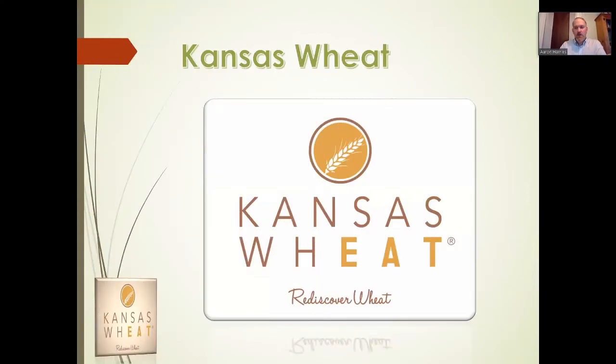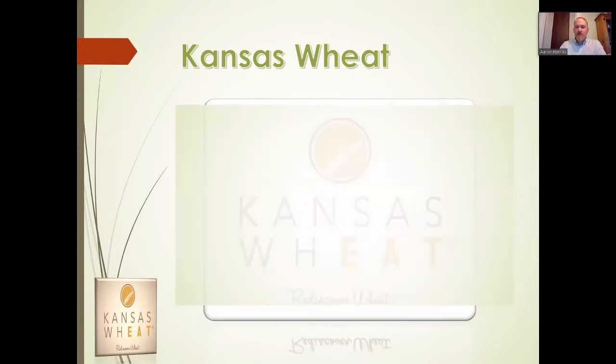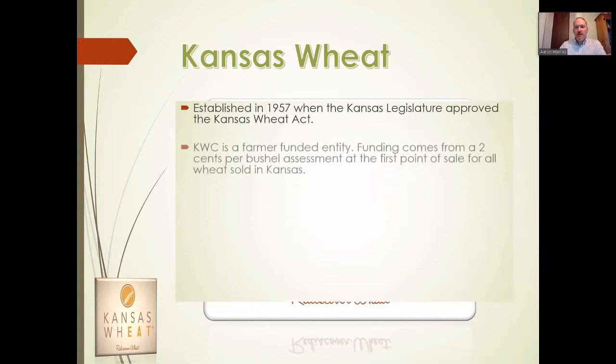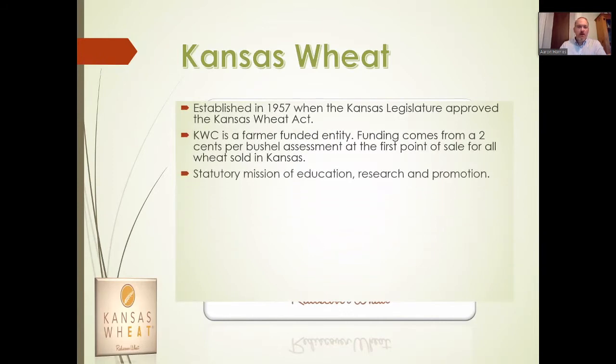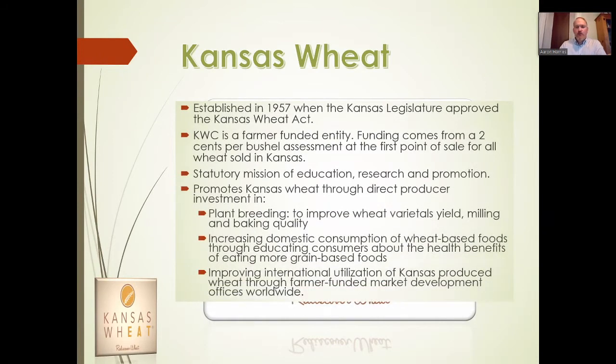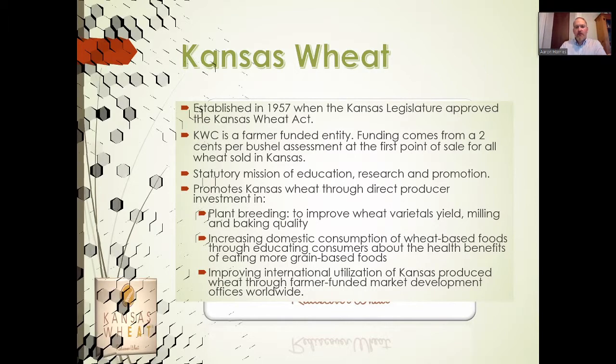And again, Kansas Wheat is the Wheat Commission and an association of wheat growers working together. Established in 1957, the Wheat Commission is that checkoff entity that collects 2 pennies on every bushel of wheat sold in the state of Kansas. And we use that obviously for research as well as international and domestic marketing purposes.